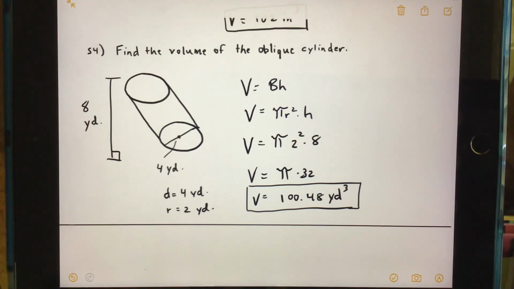Remember that if we're given the diameter, we must cut that in half to find the radius. In this case, the radius then will be half of 4, or 2. Our formula does call for the radius, so we need to make sure that if we're given the diameter, we do convert that diameter into the radius before we plug into the formula. Volume is equal to then pi times 2 squared for the radius squared times 8, and that 8 is the height, the distance between the bases. That simplifies to V is equal to pi times 32, and using the value of 3.14 for pi, we plug that into our calculator and we'll have volume is equal to 100.48 yards cubed.